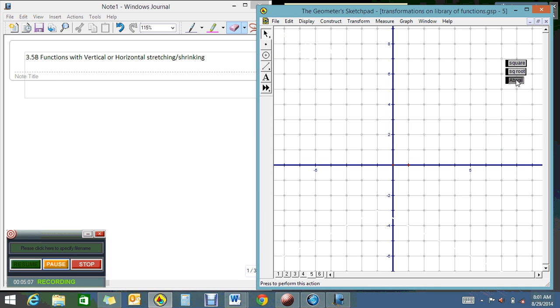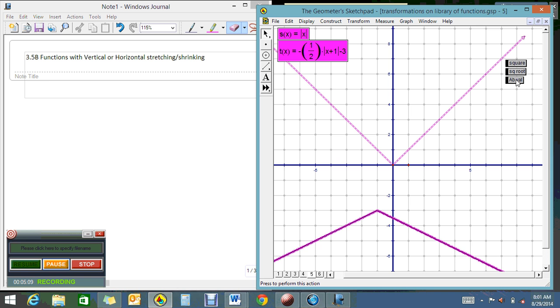And here's one with the absolute value. We already looked at it. This one is combined, though, with all the different things we've learned, the shifting and the stretching and the flipping. Okay, so here's our parent function.